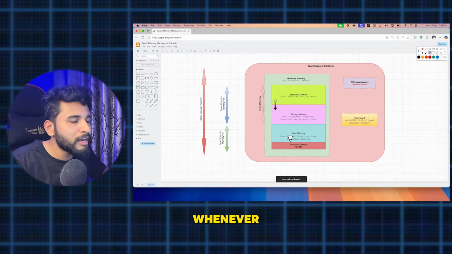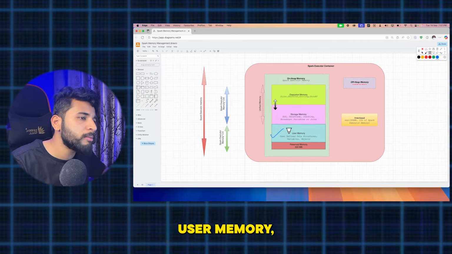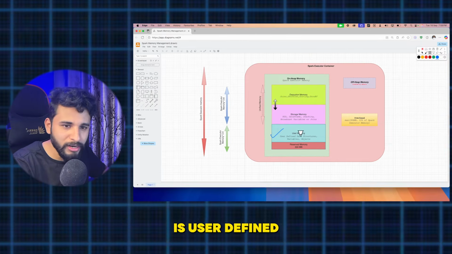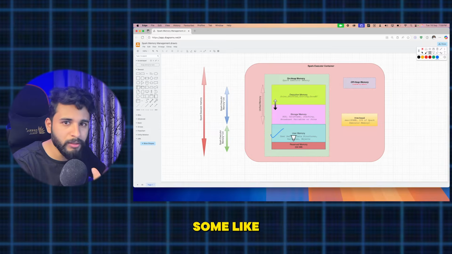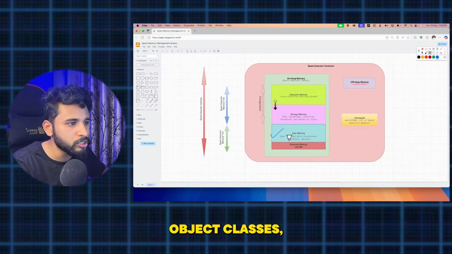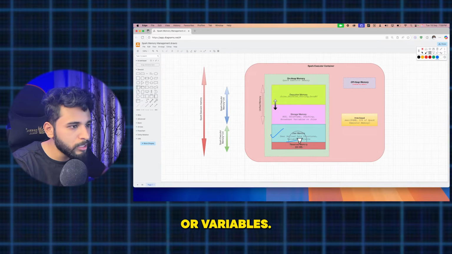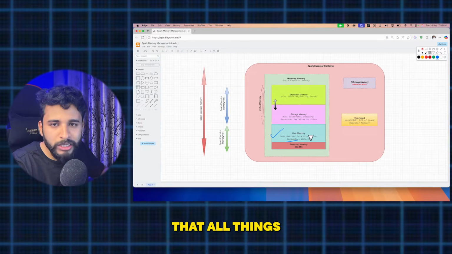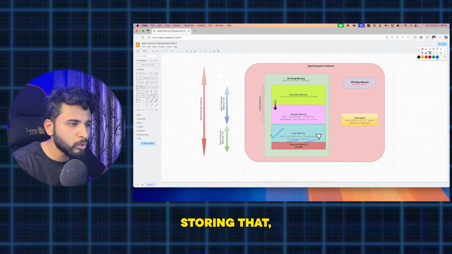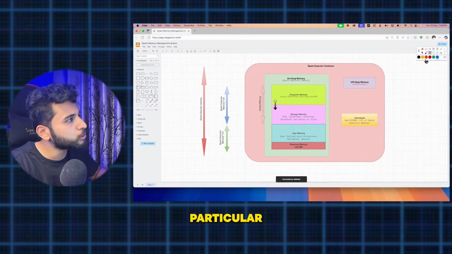Okay, after this, whenever we talk about the user memory, it is something that holds user defined data structures. If you have created some objects, classes, all those sorts of things will be stored in your user memory, or variables if you are defining any. Any sort of objects you are storing will go in this particular memory.